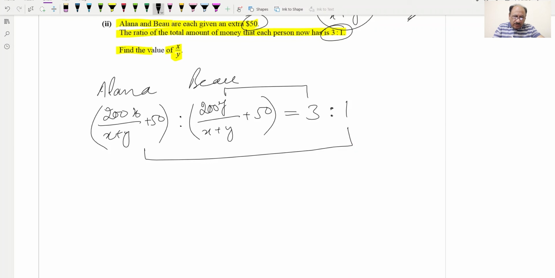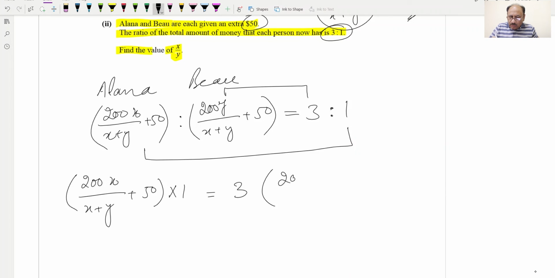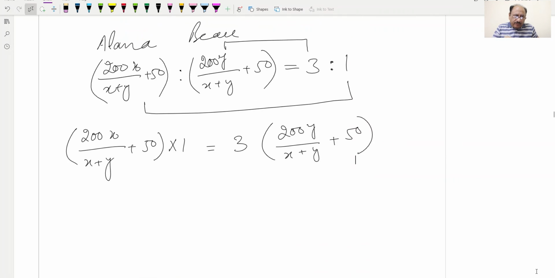We can write 200x over x plus y plus 50, multiplied by 1, is equal to 3 into 200y over x plus y plus 50. Now we can open the brackets, and on this side we can take LCM, that will be x plus y, and this will be 200x plus 50x plus 50y.